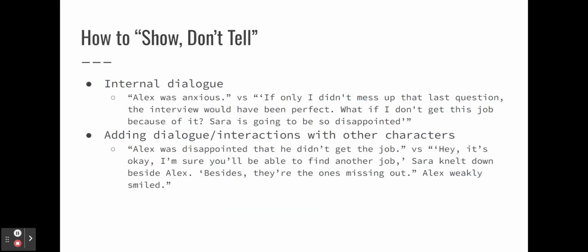So, how do you show, don't tell? Here are some ways you can show your readers instead of telling. First is through internal dialogue. Telling could be "Alex was anxious," and showing could be "If only I didn't mess up that last question, the interview would have been perfect. What if I don't get this job because of it? Sarah is going to be so disappointed."